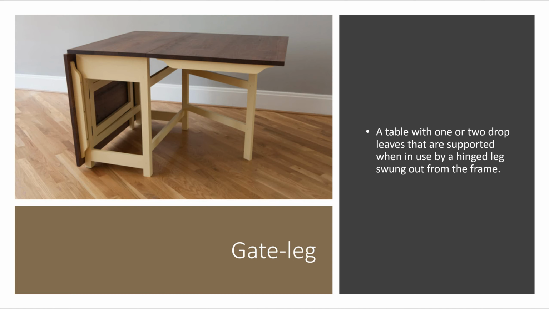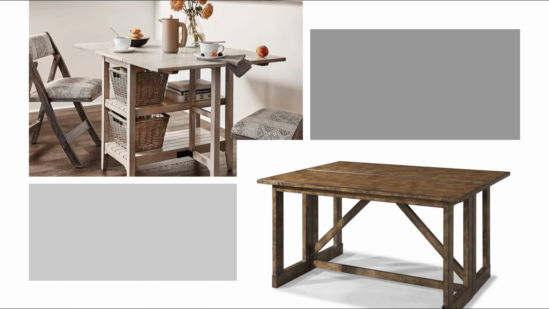This is a table with one or two drop leaves that are supported when used by a hinged leg swung out from the frame. When this leg is not swung out, it's pushed up against the end of the table, and the extra leaf, that's what they call extra pieces to tables that make your table larger, is leaves. That leaf goes down against the side when that leg is not in use. When that leg is swung out from the center and it's locked, you now have a place to hold that leaf up, and that's a gate leg table. Here are some examples of those gate leg tables.